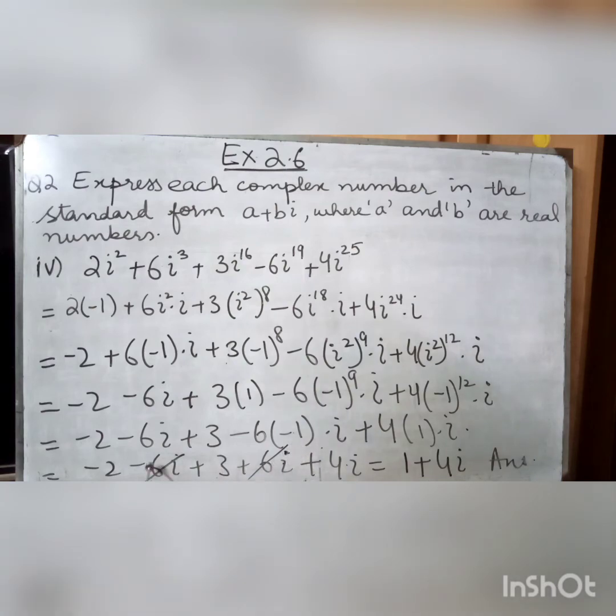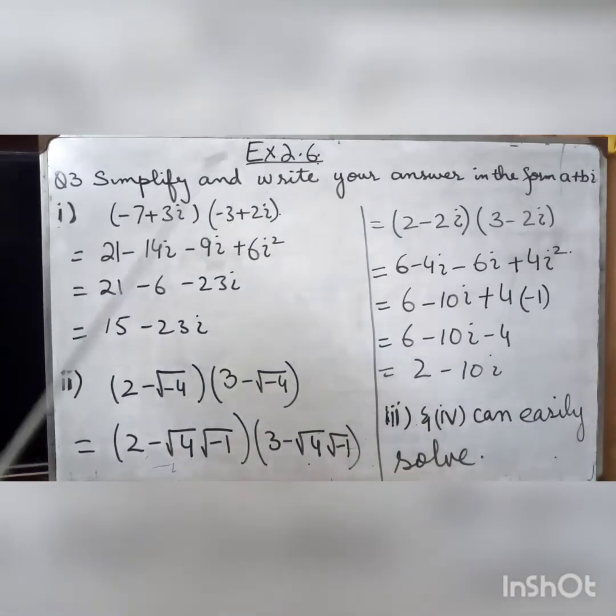6 iota and minus 6 iota are cancelled. Then after simplification, 1 plus 4 iota, that is the answer. Exercise 2.6.